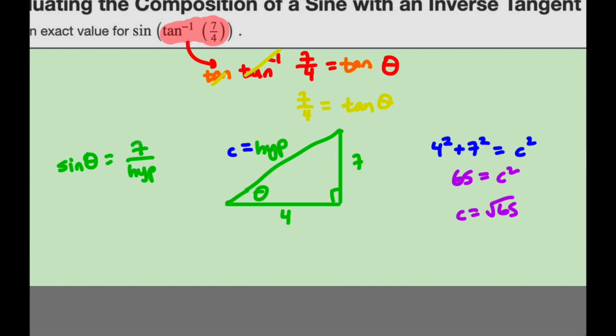Well, this sine right here is 7 over the hypotenuse, which means it's 7 over c, and we just figured out c, so this answer is going to be 7 over root 65. If you want to simplify it further, you can by multiplying the top and the bottom by root 65. So it's 7 root 65 up here, divided by 65, and that is the final answer.